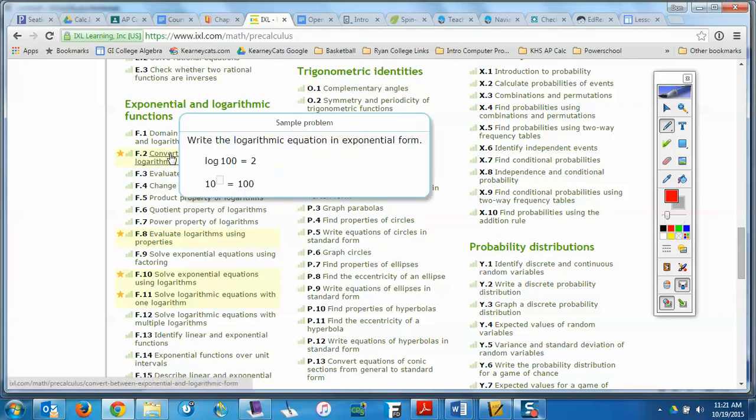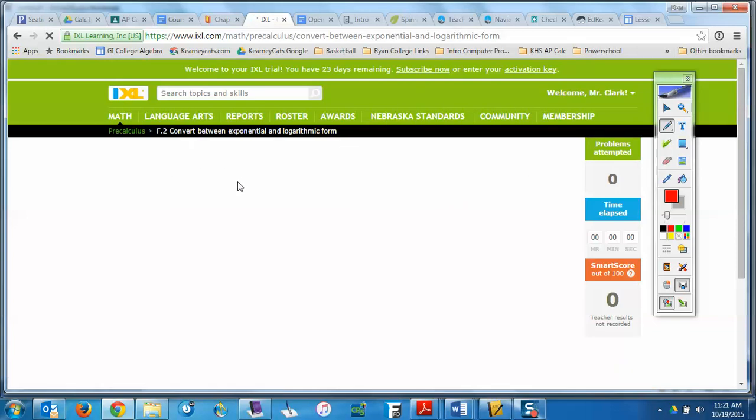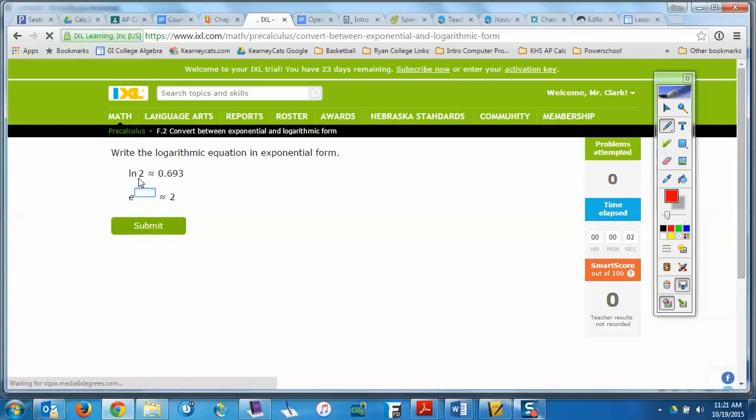Now I'm going to click on this F2, convert between exponential and log. So now watch what happens on this IXL. It says ln 2 equals 0.693. E raised to the what is 2? What would you type in there? 0.693, because there's an E down here, so it's E raised to this equals 2. So you would type in 0.693. So they start out pretty easy, right? It says, well done, woohoo, way to go. Here's a log. Now it doesn't have a base, so what do we know log with no base is? 10. 10 to the first equals 10. So we put a 1 in there.